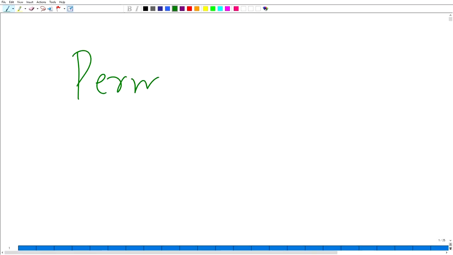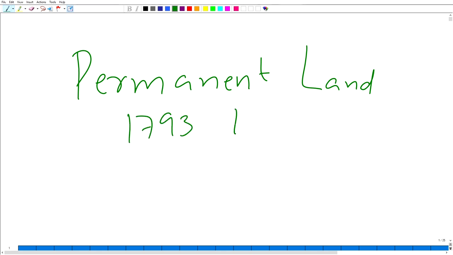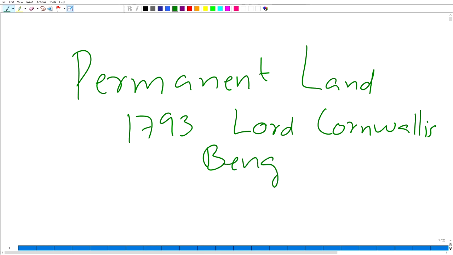The first revenue settlement was the permanent land revenue system of settlement. This settlement was introduced in 1793 by Lord Cornwallis in the Bengal Presidency. From the very nomenclature, permanent land revenue, the land tax was fixed. No reduction of land tax was made even during crop failure consequent upon natural calamities.